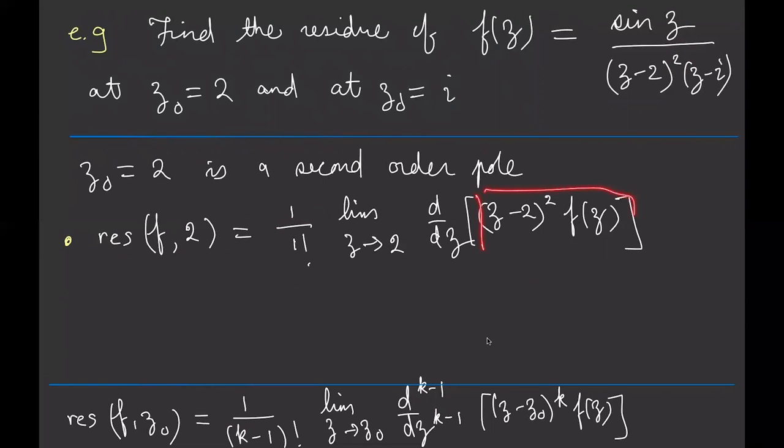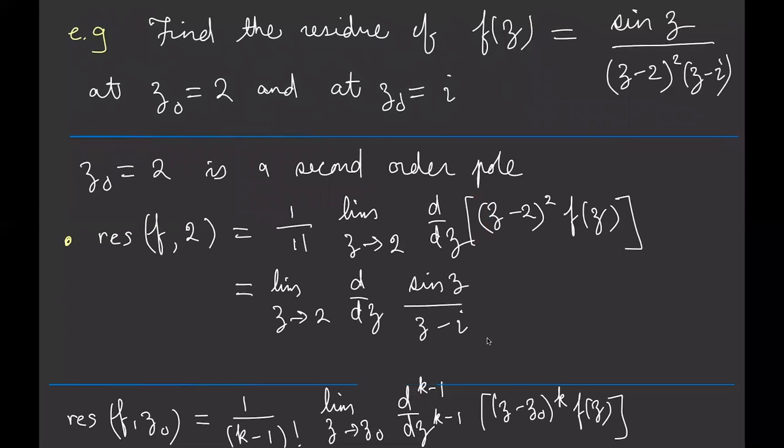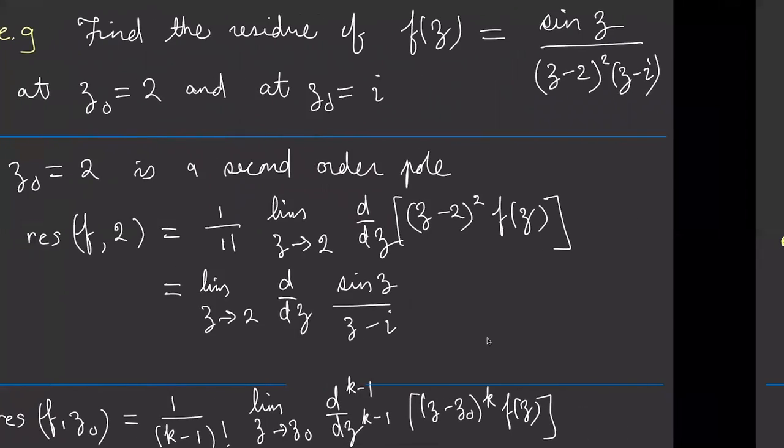So if I look at what's going on here, I have (z minus 2) squared times f of z. Essentially, I'm trying to get rid of that and then make that an analytic function. So if I cross that out, I'm left with sine z over z minus i. So this is now differentiable in a region which is very close to the point 2. This only has a problem at z equals i. Okay, so how can I do that?